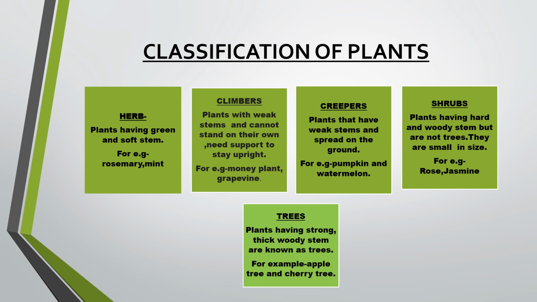Third is creepers. Creepers are the plants which crawl on the ground. Again, they cannot stand upright. So these are the plants that have a weak stem. They spread on the ground like pumpkin and watermelon. Shrubs. Shrubs are the plants which have a hard and woody stem, but they are not trees. They are comparatively small in size. Example, rose and jasmine. And the last category is trees. These are the plants which have a strong, thick, woody stem. Examples are apple tree, cherry tree, and so many more.